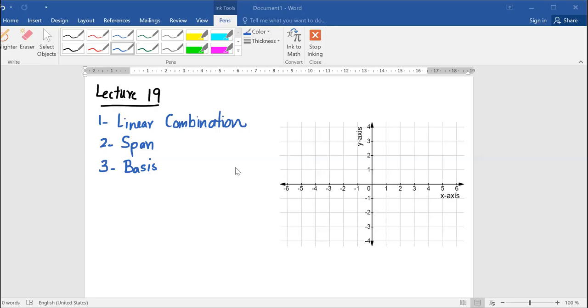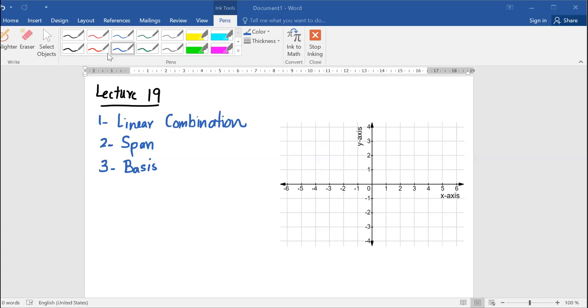Hello everyone, and today we are going to go over some of the basic terminologies that are being used repeatedly in our course Linear Algebra, and some of the students asked to go over these in a bit detailed manner so that we can continue with our understanding of linear subspaces. So we will go over these three specific terminologies.